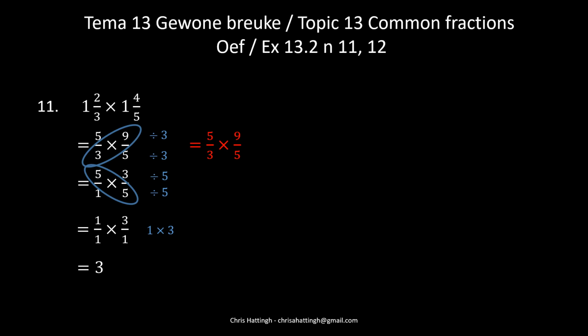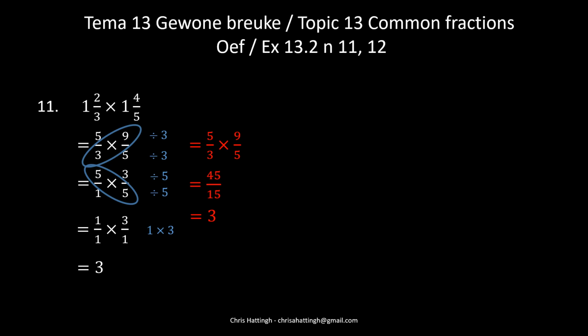If you did not simplify, you're just going to say 5 times 9 gives you 45, and 3 times 5 gives you 15. Then if you simplify this, you'll see that 15 goes into itself once, and it goes into 45 3 times. So your final answer will be 3.